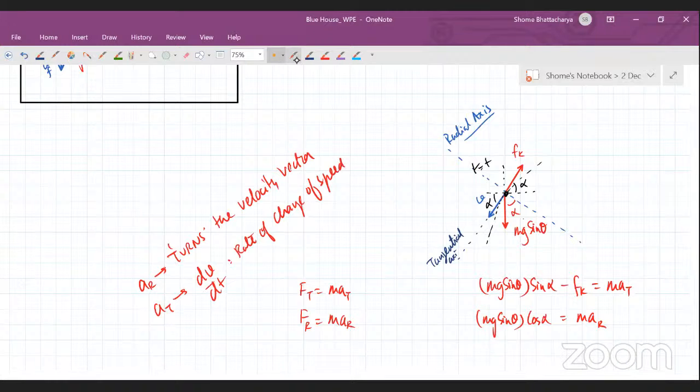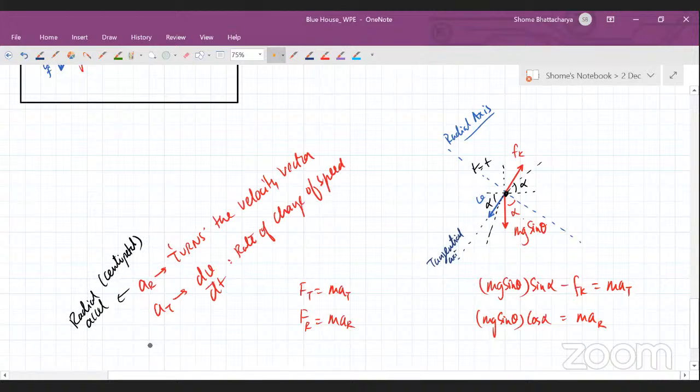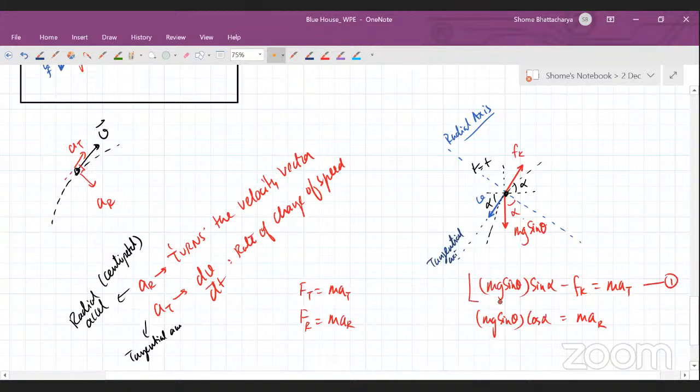Okay, this is the same thing as centripetal acceleration. So anytime there is a curved path happening, this is what happens. If the velocity vector is in this sort of direction, you have two components of acceleration, the radial acceleration and the tangential acceleration, exactly like this. So that is the concept here. Okay, so in this equation, one will be more important for us, this one.